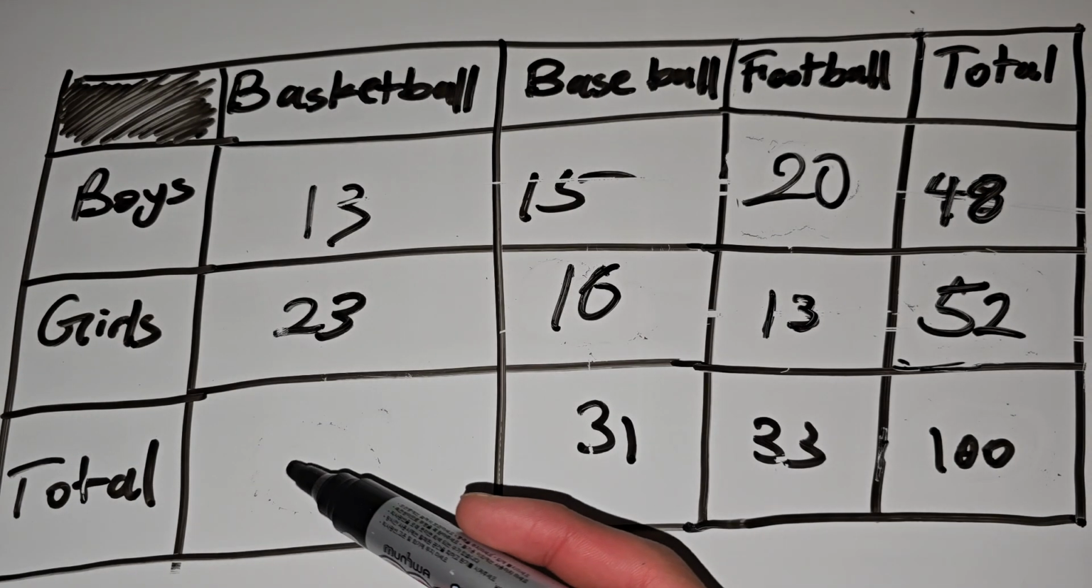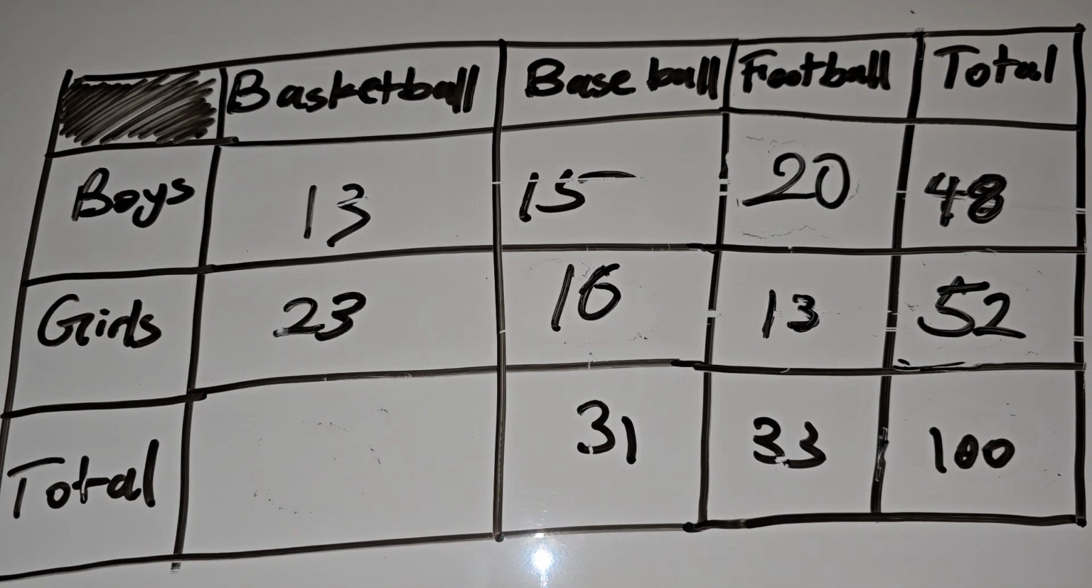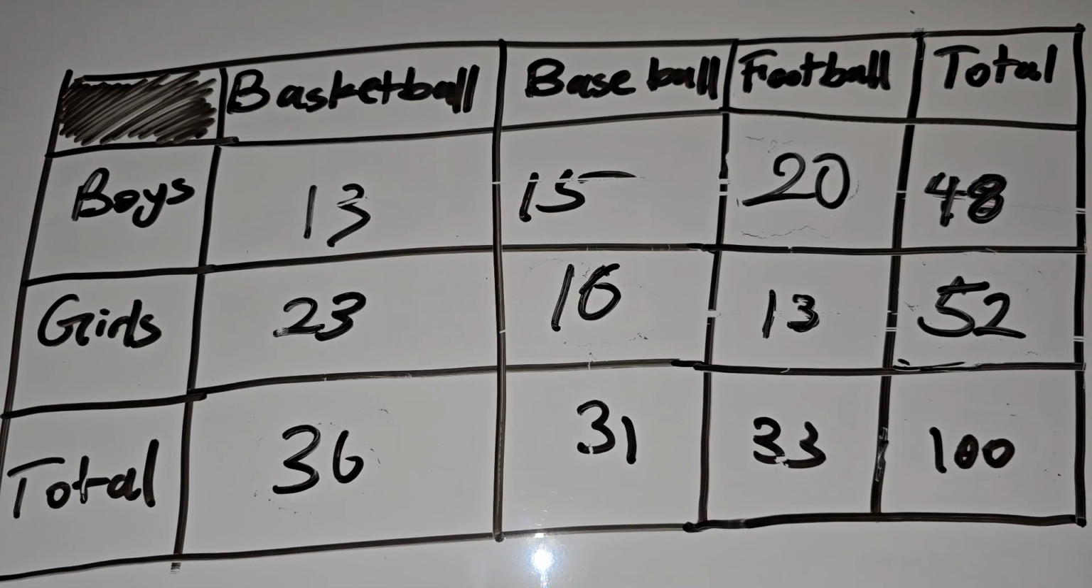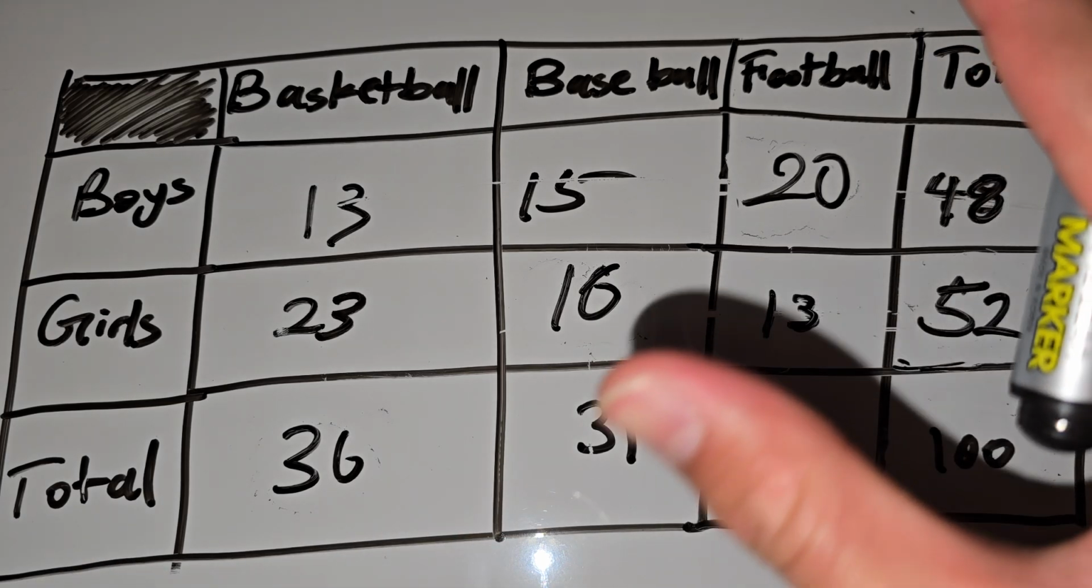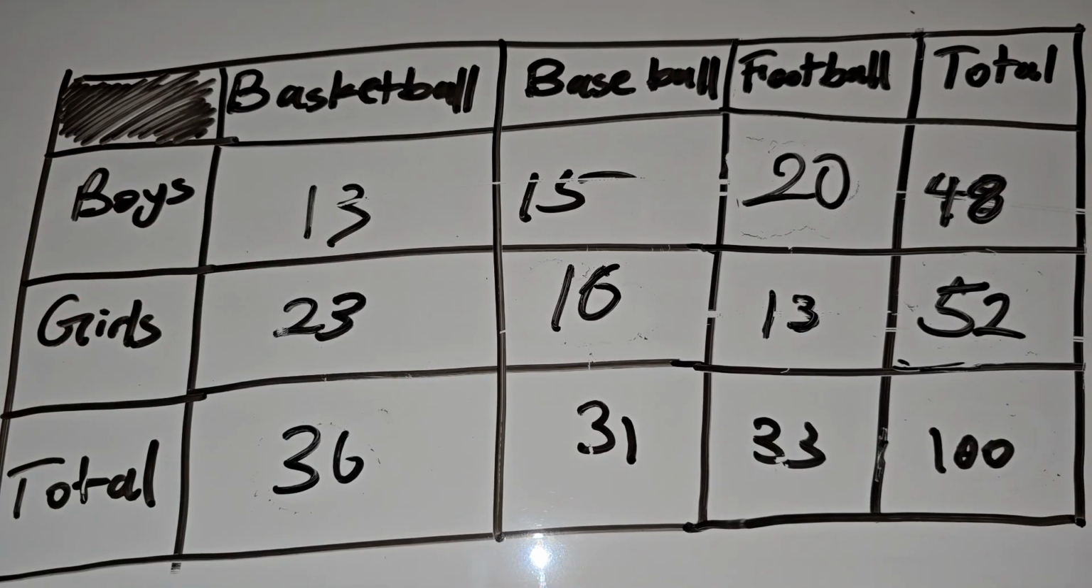Next, finally, we have to figure out the total number who like basketball. That would be 13 plus 23, which would be 36. Now, of course, we have to check if this is correct. Is 13 plus 23 36? That's correct. Is 36 plus 31 plus 33 100? That is correct. So that checks out. And now we have fully filled in our two-way frequency table.